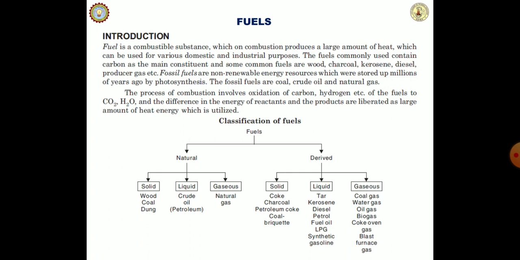The process of combustion involves oxidation of carbon, hydrogen, etc. That means the oxidation of any element is called combustion. In fuels, the products of combustion are carbon dioxide and water, and the difference in the energy of reactants and products is liberated as a large amount of heat, which is utilized for domestic as well as industrial purposes.